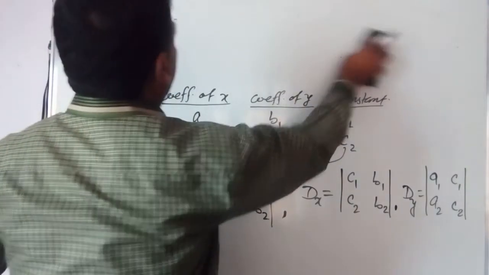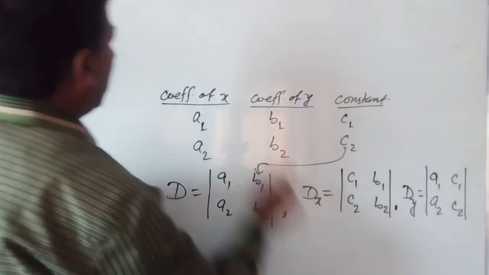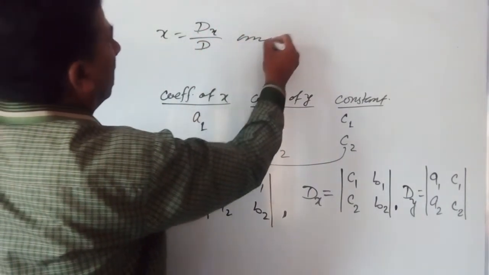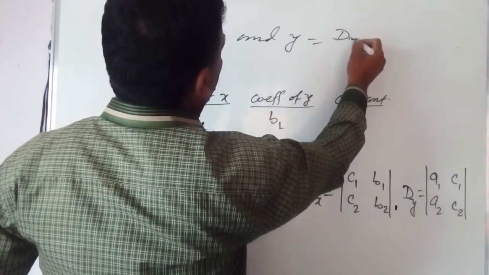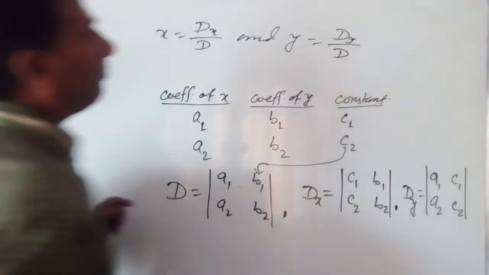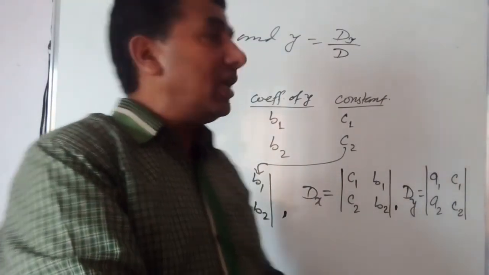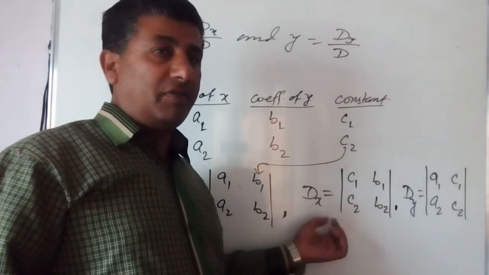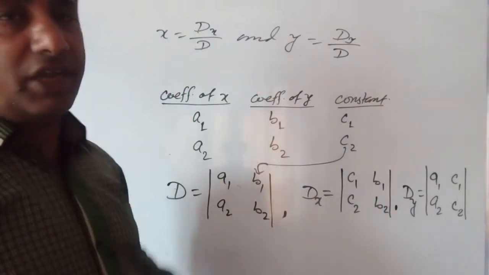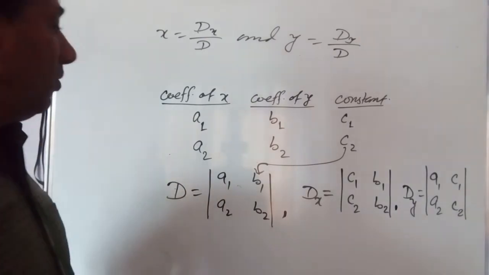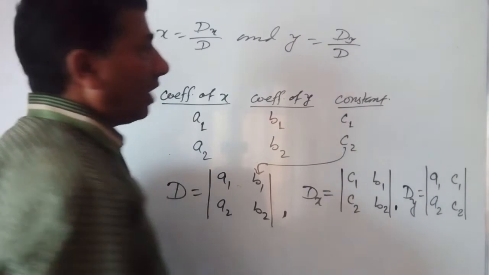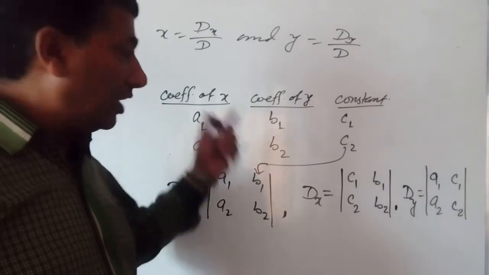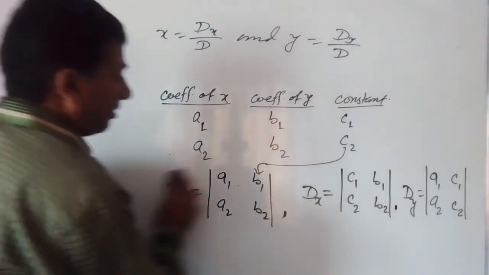After finding that, we can find the value of x and y by using the formula x equals dx by d and y equals determinant of y, dy by d. Now by using this, we can find the value of x and y. This method of finding the value of x and y by using determinants, which I already explained, is known as Cramer's rule, Cramer's method. Now to make it clear, I'll take two equations and find the value of x and y by using Cramer's rule.